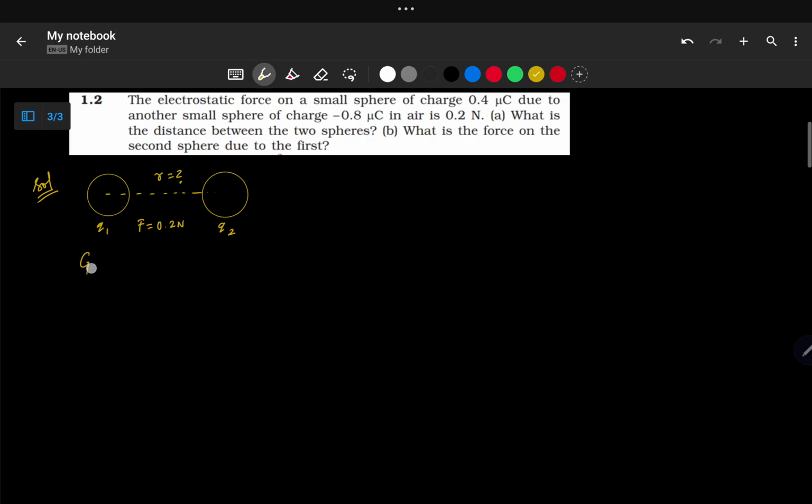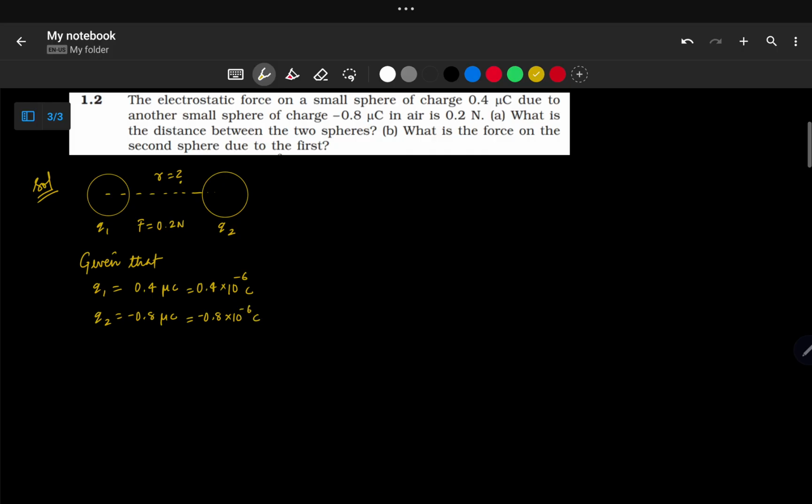So first of all, I'll write what is given: q1 is equal to 0.4 microcoulomb and q2 is equal to minus 0.8 microcoulomb. So this can be written as 0.4 into 10 to the power minus 6 coulomb, and minus 0.8 into 10 to the power minus 6 coulomb, right?